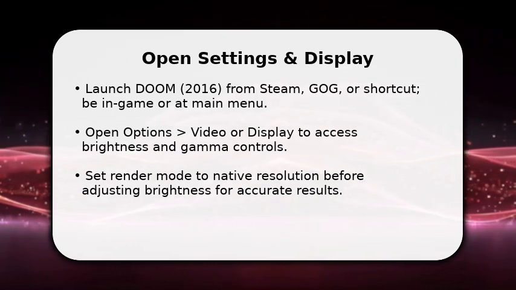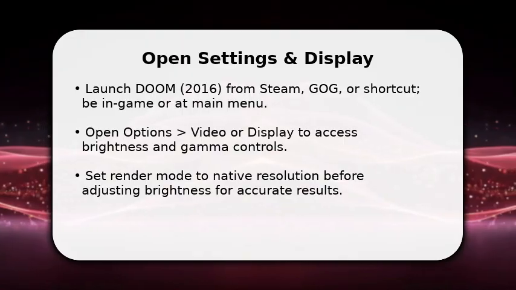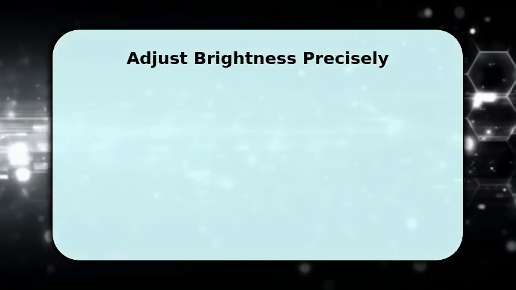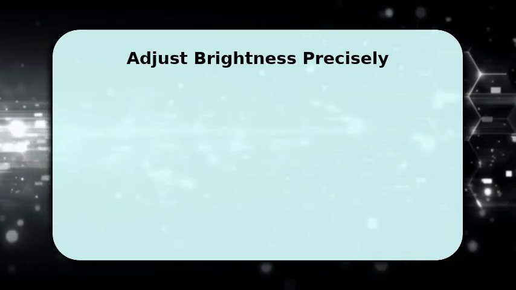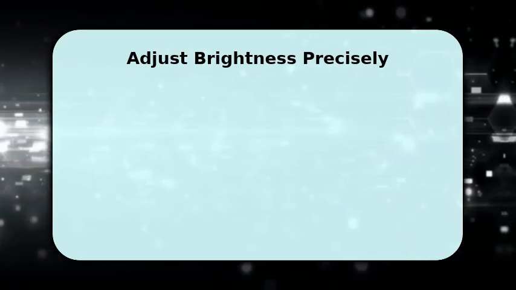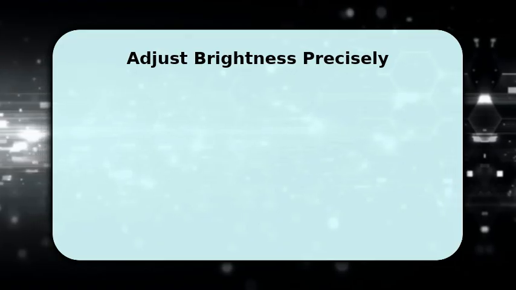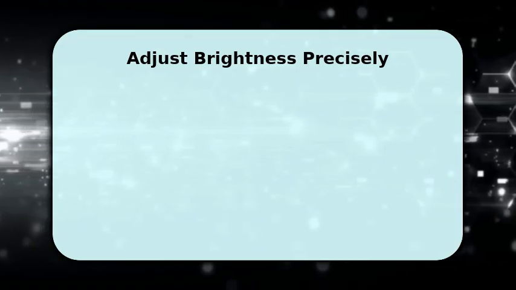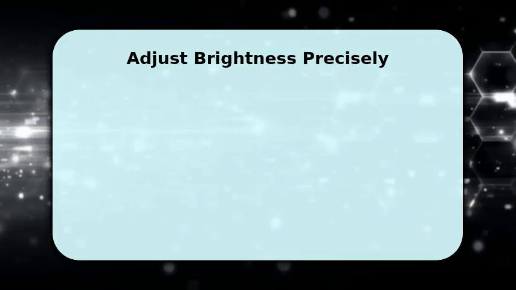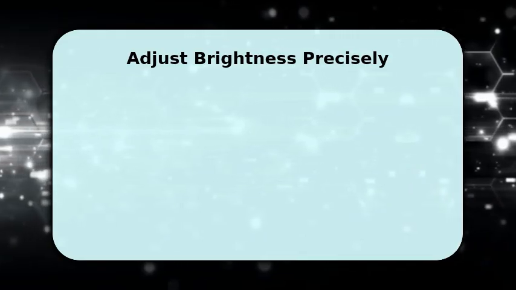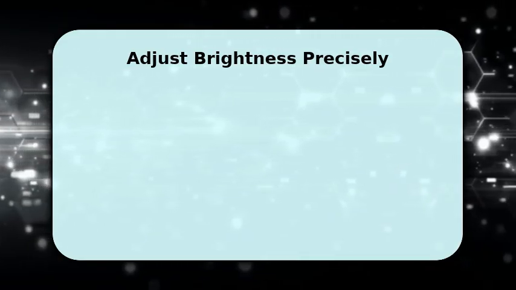You'll now make measured adjustments. Nudge the brightness slider by small steps and check a variety of scenes, dark corridors and sunlit exteriors, so you see real change. If blacks wash out or details vanish, back off and use gamma to recover midtone detail without losing overall luminance. Once you have a base, preview with HUD and weapon visible because those elements reveal clipping.